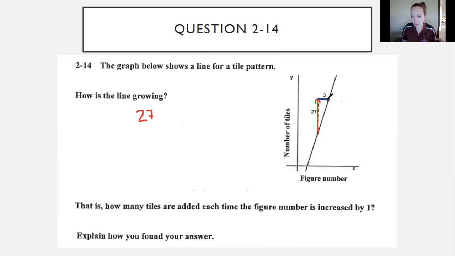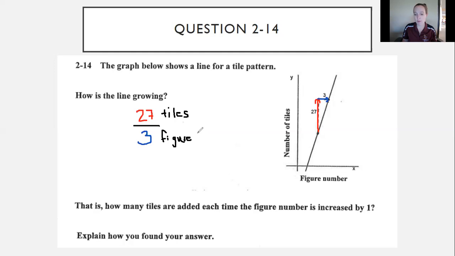But here's where I want you to think about this. Look at my triangle here that I just drew. Normally, we would have 1 there, but this time we don't. This time we have a 3. So that means we've moved 27 tiles, but this time it's not for 1 figure, it's every 3 figures. So I'm going to write that with some units. So this represents 27 tiles in 3 figures, which is fine. That's a fine way to write that because you have 27 divided by 3.